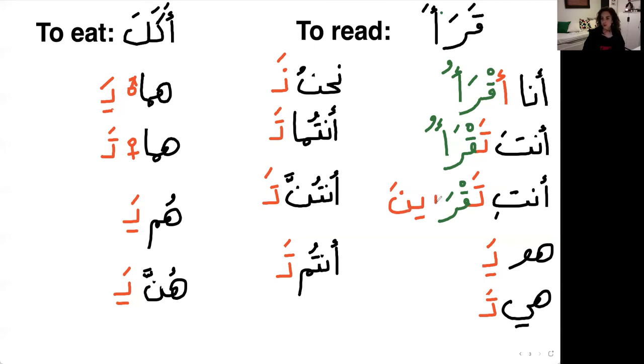How do I write this then? The dotless ya is written like this with no dots, and then it serves as the seat of the hamza. So it becomes taqra'ina. So you read or you are reading. Huwa. Here we have no suffix, so nothing. We just take the root exactly as we did for the ones with no suffix. So huwa yaqra'u.